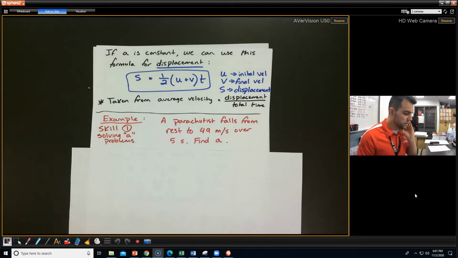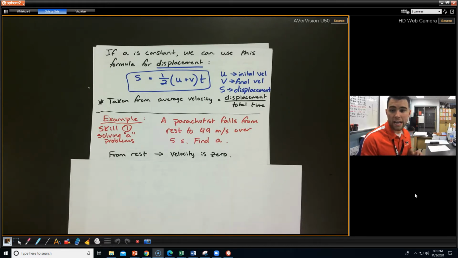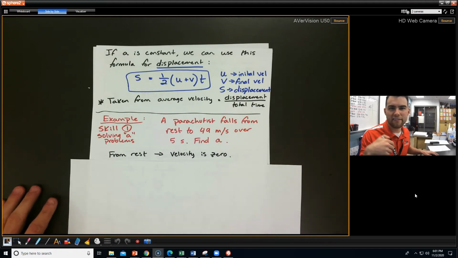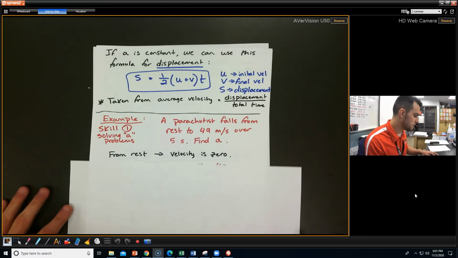A parachutist falls from rest to 49 meters per second over 5 seconds. We need to find the acceleration, okay? Well, when we say from rest, that just means that your velocity is 0. If you're not moving, so I'm not moving right now, I don't have a speed. It is 0, right? So that's what that means when you hear at rest. It's kind of like a hot word that you're looking for.